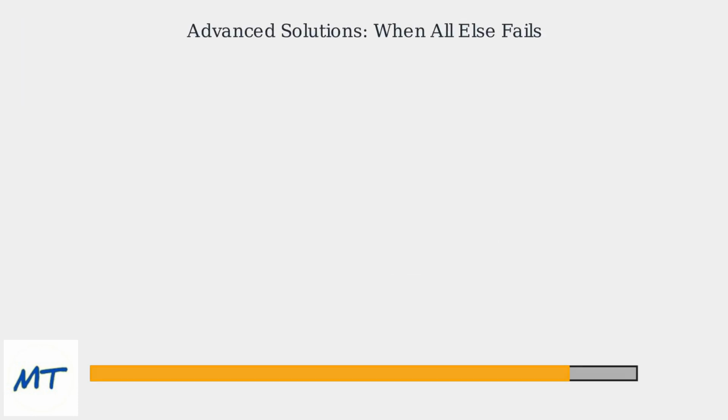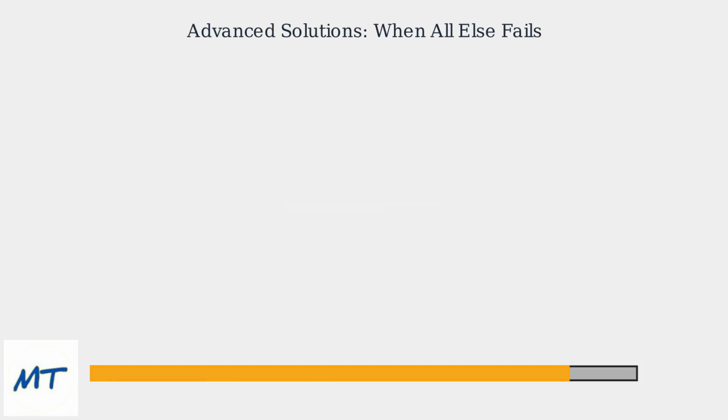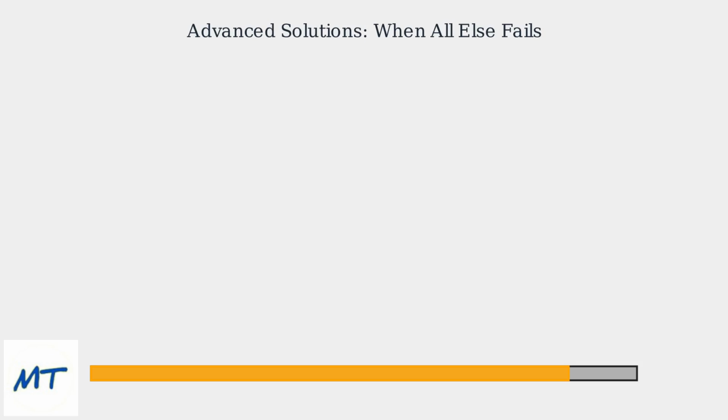When basic troubleshooting doesn't work, here are some advanced solutions for Smart Life and Alexa integration issues. First, temporarily disable your firewall to see if it's blocking communication between Smart Life and Alexa. Next, check for conflicting integrations with other smart home systems that might interfere. If issues persist, contact Smart Life support for personalized help with your specific setup.